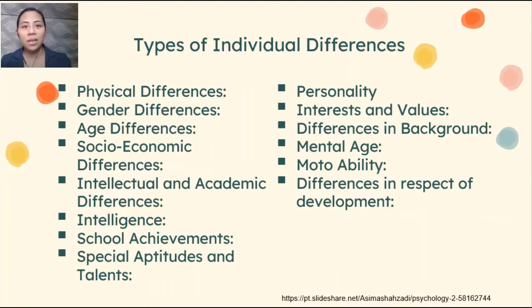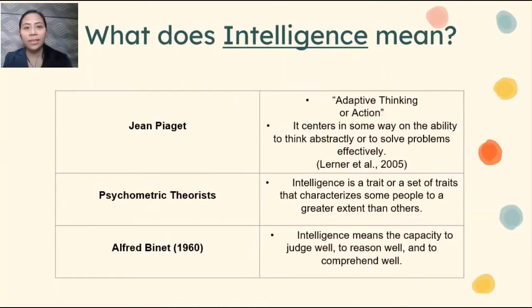Physical differences, gender differences, age differences, socio-economic differences, intellectual and academic differences, intelligence, school achievements, spatial aptitudes and talents, personality, interests and values, differences in background, mental age, motor ability, differences in respect of development. Now we are going to focus on what intelligence really is, how to identify a person as intelligent, and what the factors are for a person to be said to be intelligent.